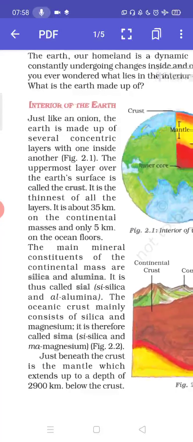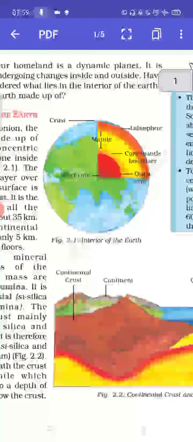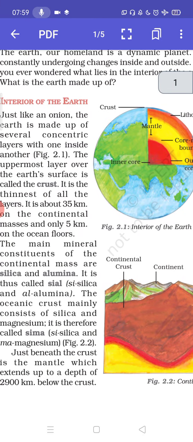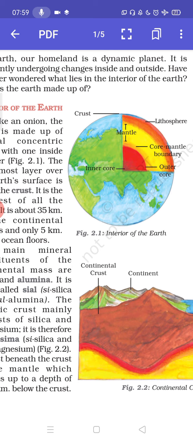The oceanic crust mainly consists of silica and magnesium. It is therefore called Sima, in the same way, Si from silica and Ma from magnesium. Just beneath the crust is the mantle, which extends up to the depth of 2,900 kilometers below the crust. So just after the crust, you can see it is the mantle. You can see it in the diagram given in figure 2.1.